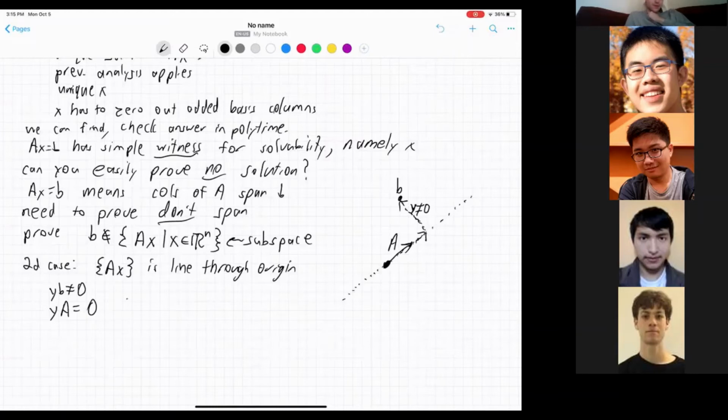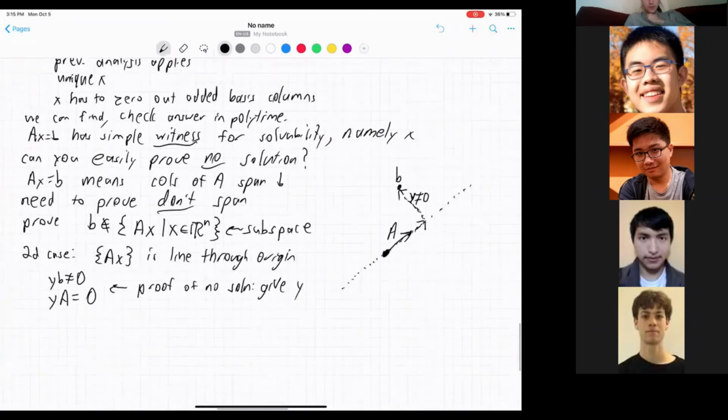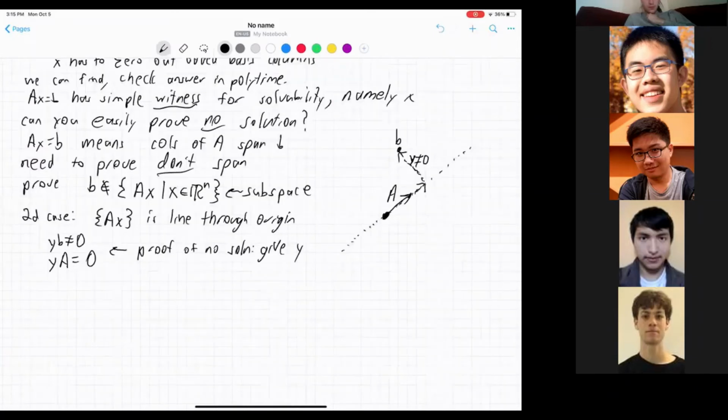So this is a proof of no solution, right? You just give this vector Y. And now all I have to do in order to verify that there's no solution is compute YB and compute YA. So very simple computation to prove that there's no solution. Any questions about that?